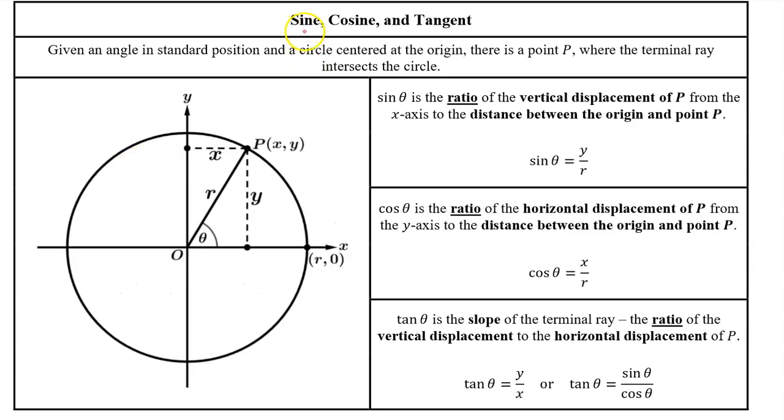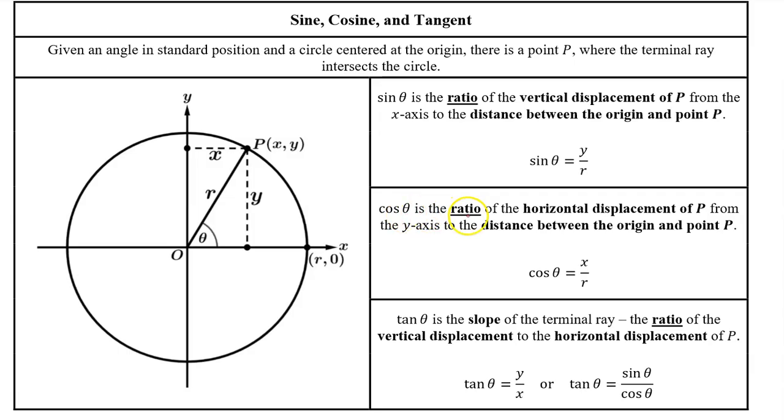Now we can define the trig functions sine, cosine, and tangent. Given an angle in standard position and a circle centered at the origin, there is a point P where the terminal ray intersects the circle. If we call this angle in standard position theta, we can define the sine of theta as the ratio of the vertical displacement of P from the x-axis to the distance between the origin and point P. In other words, the sine of theta is equal to y over r.